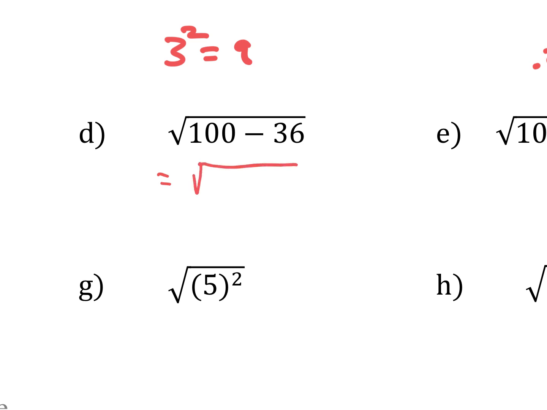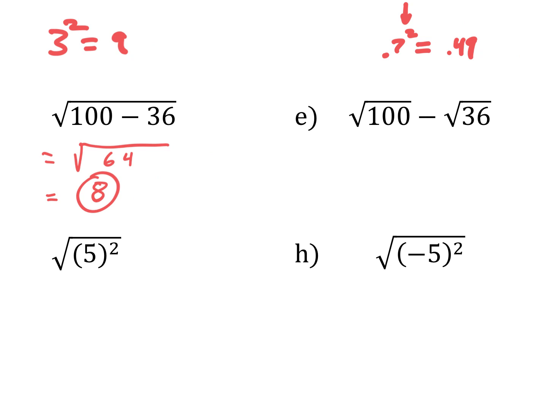And 100 minus 36 is 64. And we ask ourselves, what number multiplied by itself equals 64? And that is 8. Okay. Well, what if we take a similar looking one here? Let's see what this comes out to be.